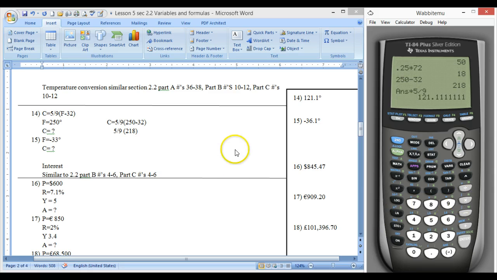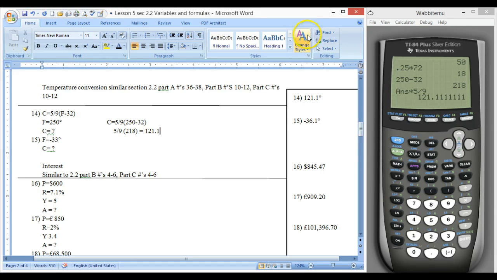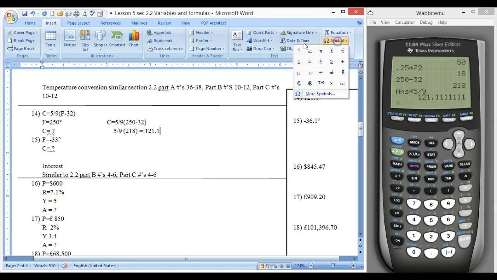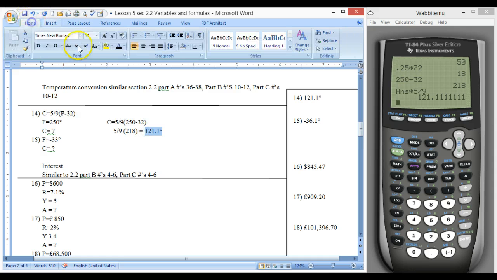There we go. So the Celsius temperature is 121.1, and I'm only going to round it to 1. That sounds pretty decent. Oh, and I can insert my degree and highlight my answer. There we go. Let's move to the next one.